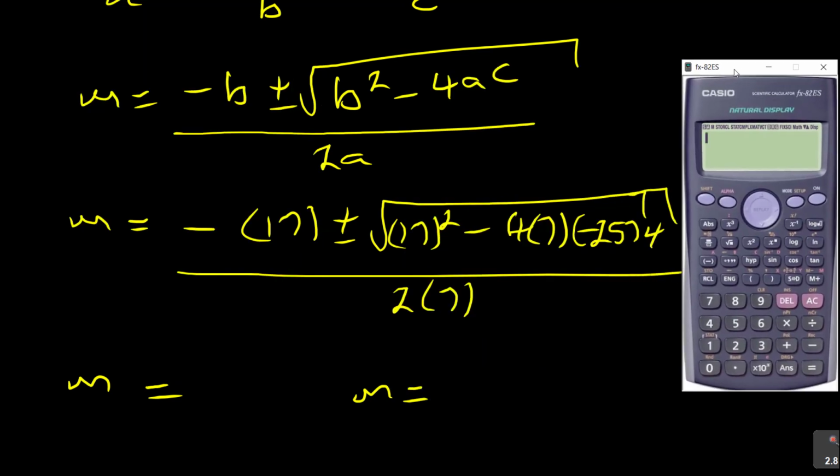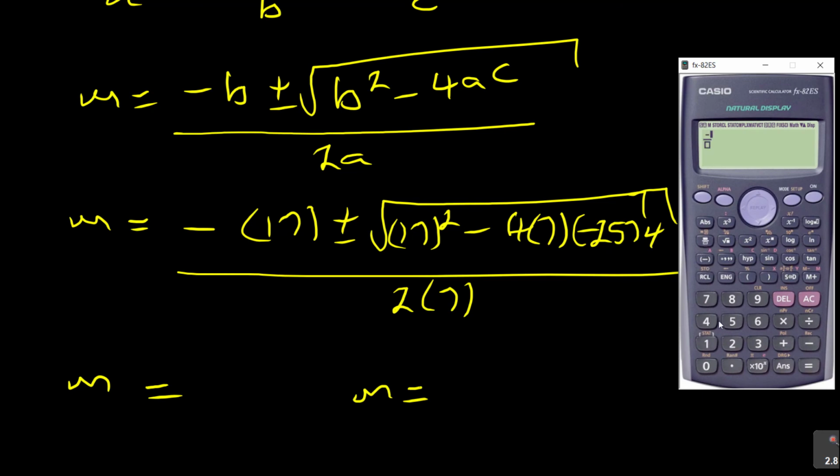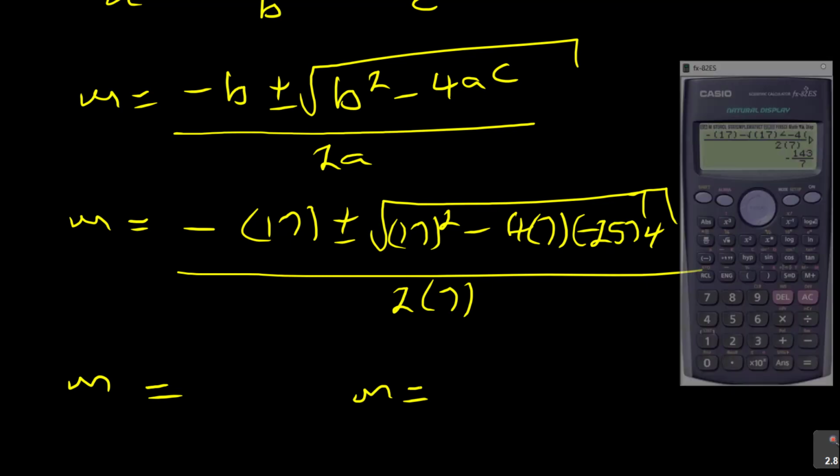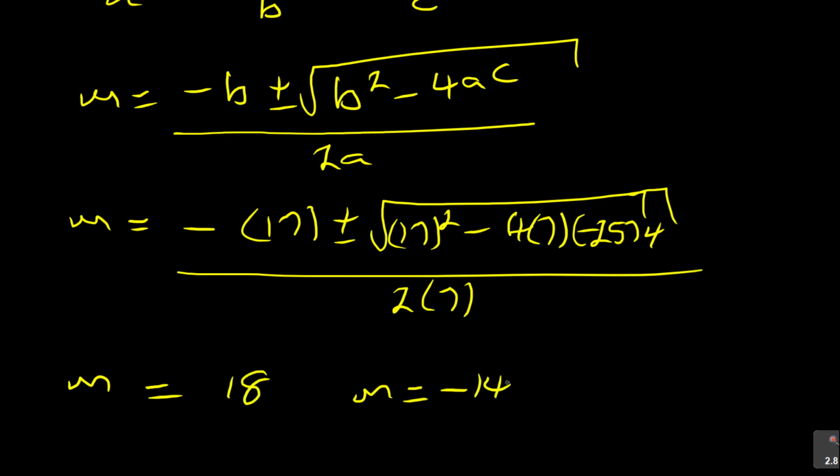So let's try that. So we have minus 17, plus square root of 17 squared minus 4, a is 7, c is negative 2574, all over 2 times 7. Equal to, first one m is 18. Go back to get the other one. If m is 18, put a negative, and m is negative 30. So m is 18 and m is negative 143 over 7.